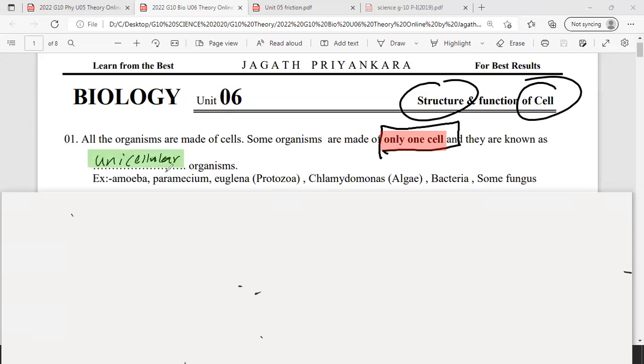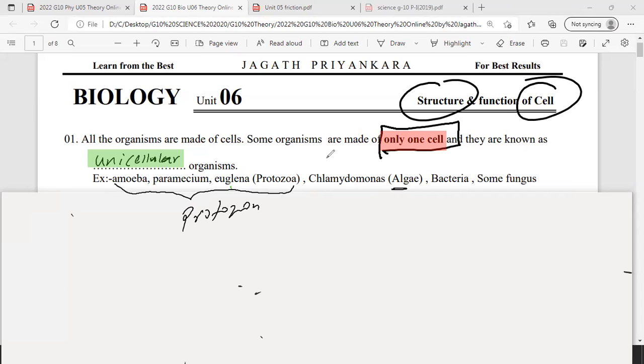So these examples you have to remember: amoeba, paramecium, chlamydomonas, bacteria, some fungi. If you can't spell amoeba or paramecium, don't worry, we are discussing the diagrams later. Euglena, protozoa. Actually, the first three belong to a group of organisms called protozoa. All three belong to the same group. Chlamydomonas is an alga; the others I have given here are protozoa.